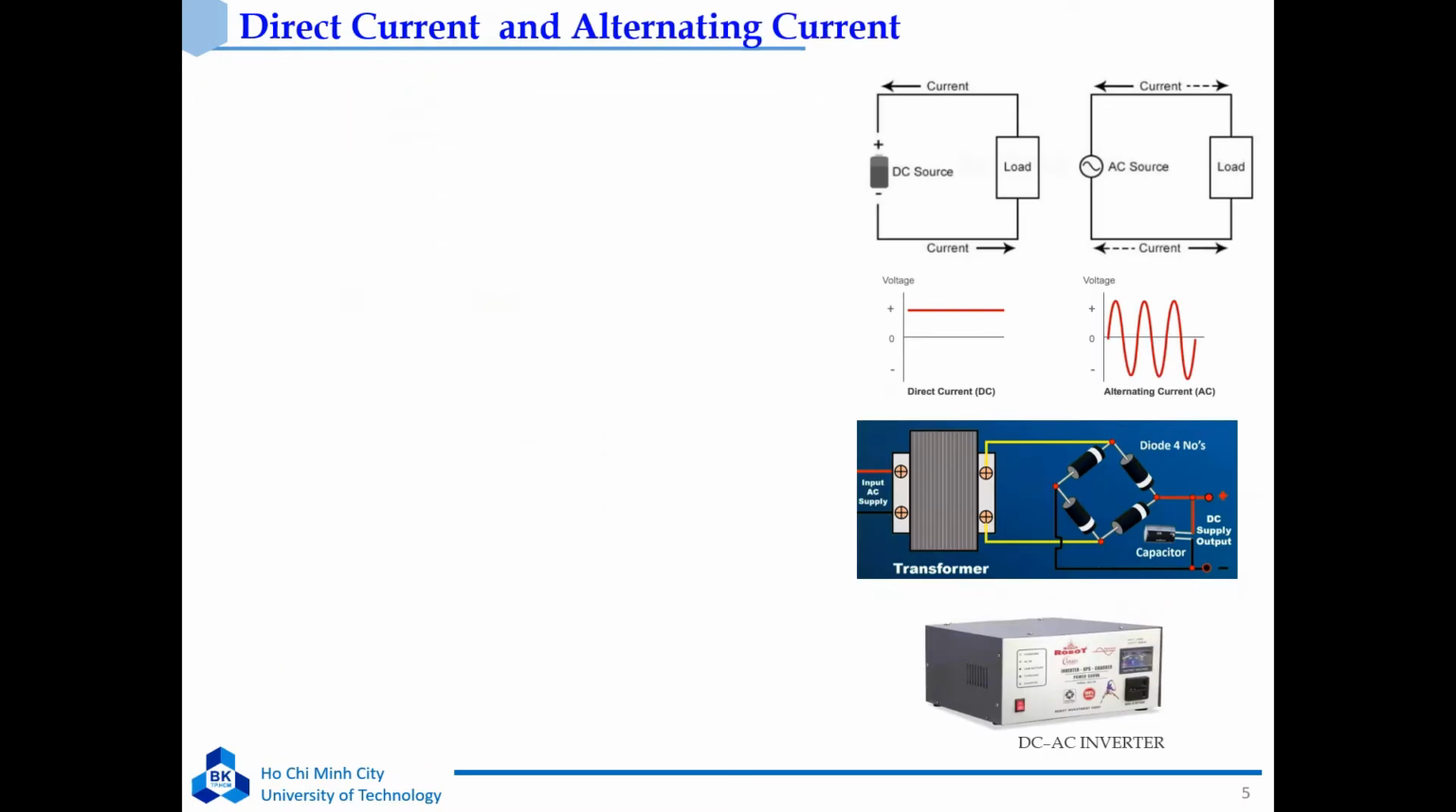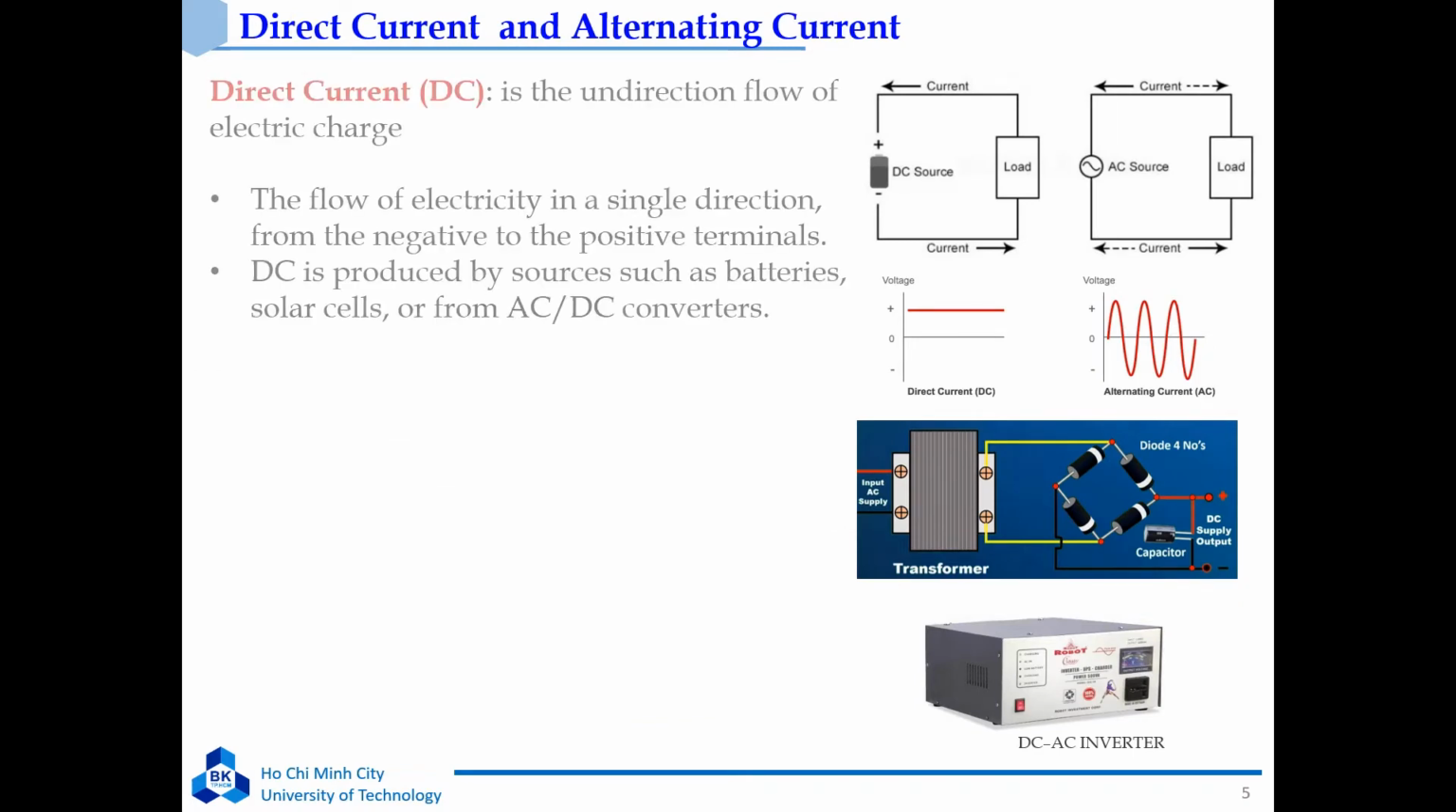We have two types of current. The first one is direct current, or DC. It's the unidirectional flow of electric charge, the flow of electricity in a single direction from the negative to the positive terminal. DC is produced by sources such as batteries, solar cells, or AC-DC converters.